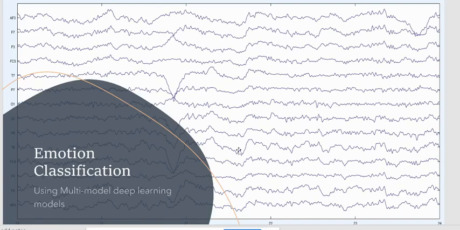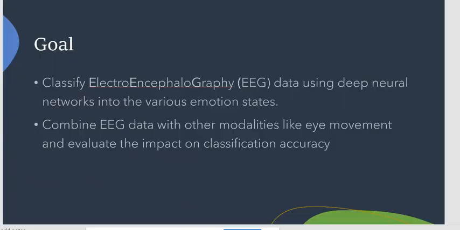Hi, my name is Tabassum Raizada, and this is my practicum presentation on emotion classification using multimodal deep learning models. The goal here is to classify electroencephalography or EEG data using deep neural networks into various emotion states. And we will be combining EEG data with other modalities like the eye movement data or the video recording data and see the impact on the classification accuracy.